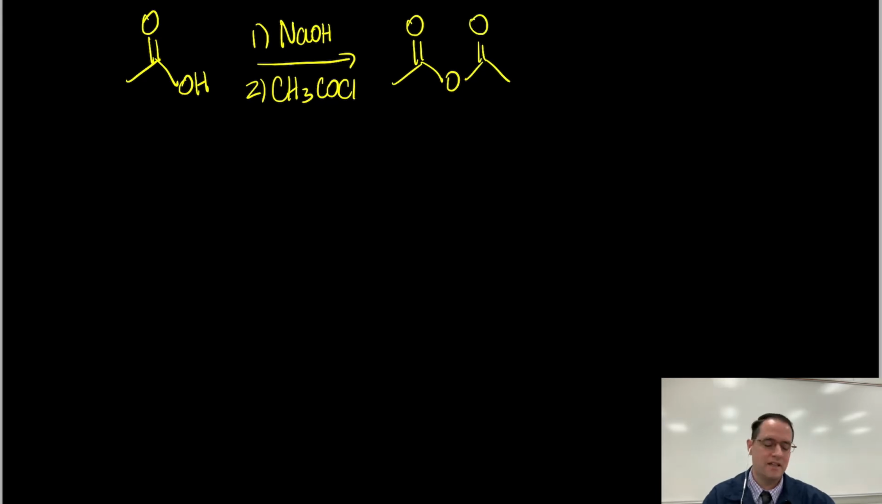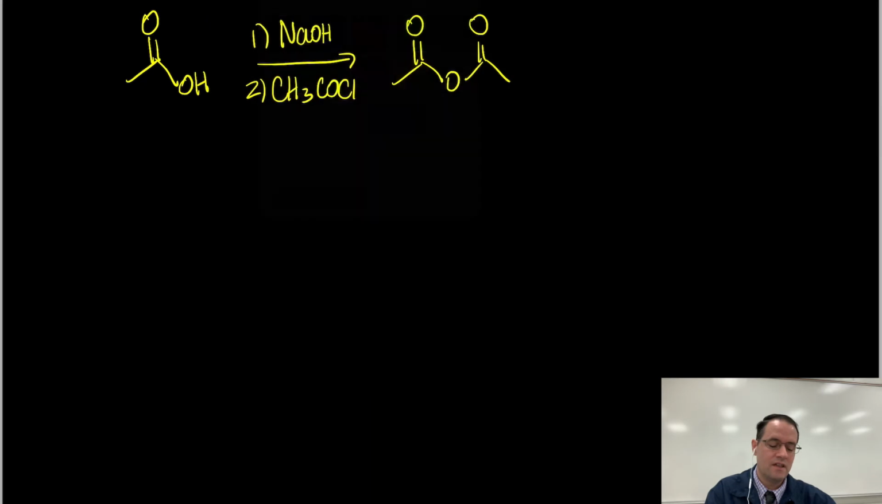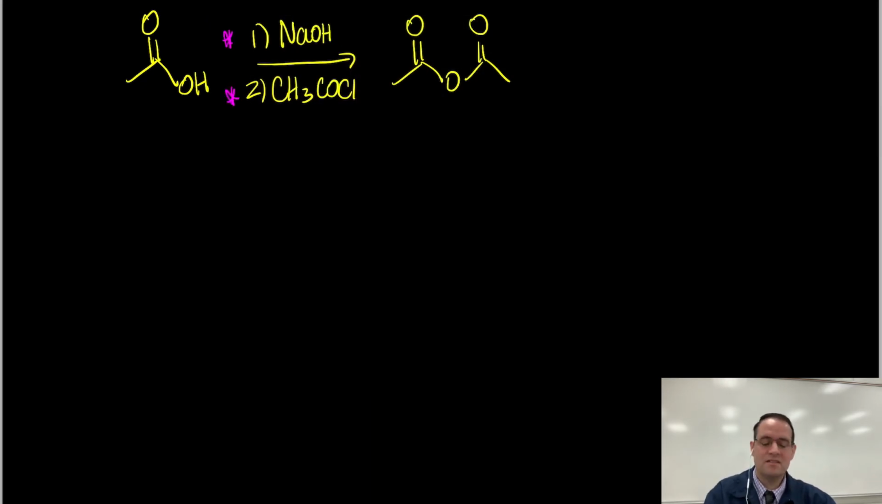This is how you make anhydrides. So the first reaction is an acid-base reaction. You make the carboxylate, and then the carboxylate will react with the acid anhydride.